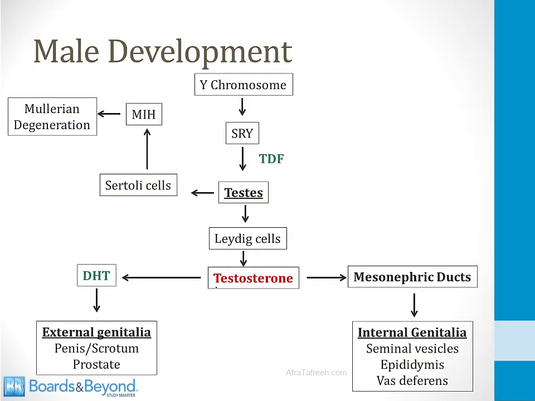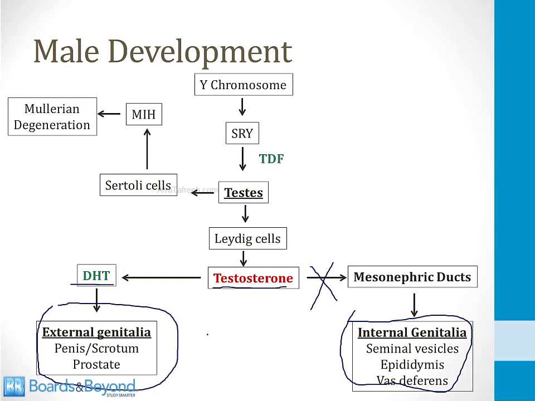If we go back to this slide, the important androgens for male development are testosterone and dihydrotestosterone. So if the androgen receptor doesn't work, then testosterone cannot exert its effects on the mesonephric duct, so the internal male genitalia will not develop. In addition, dihydrotestosterone cannot exert its effects, so the external genitalia of the male will not develop, and the baby will appear to be female. Remember, female is the default development.